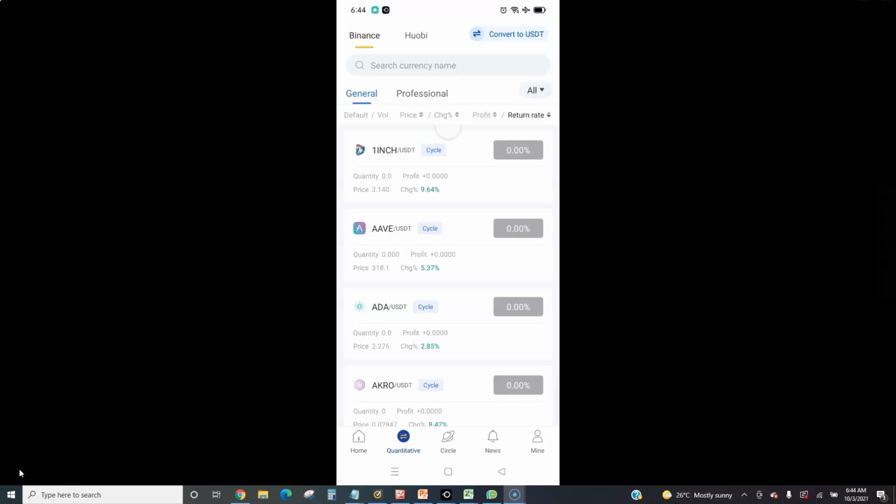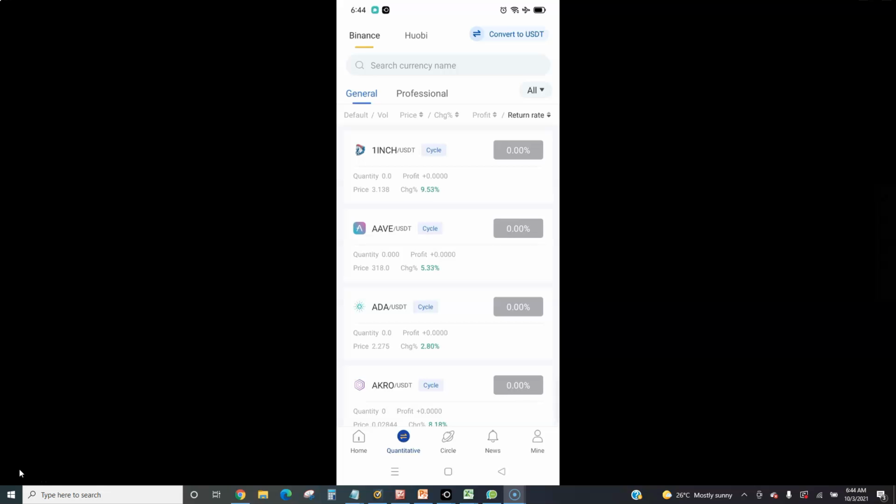As we can see at the top, we have Binance and Huobi. If your money is on Binance, you need to choose Binance, and if your money is on Huobi, you need to switch back to Huobi. Now I'm making use of Binance as an example. The first thing that you need to look into is the deepest coin.